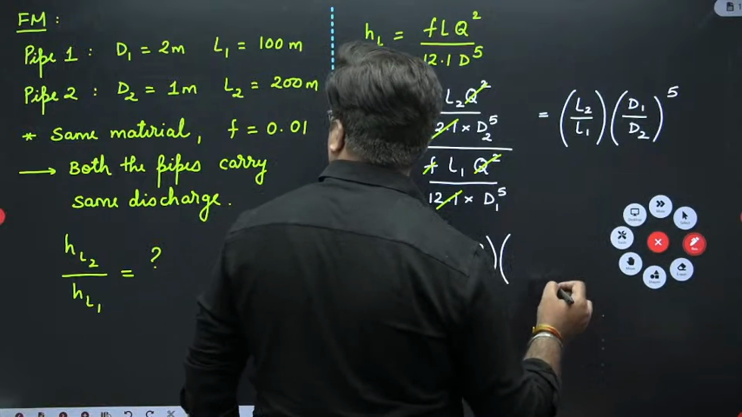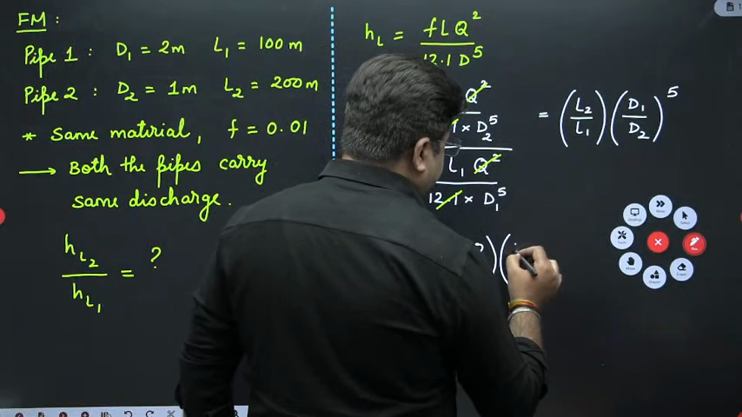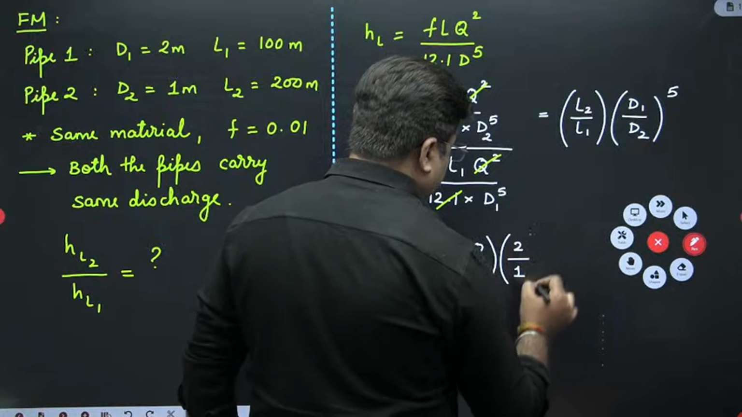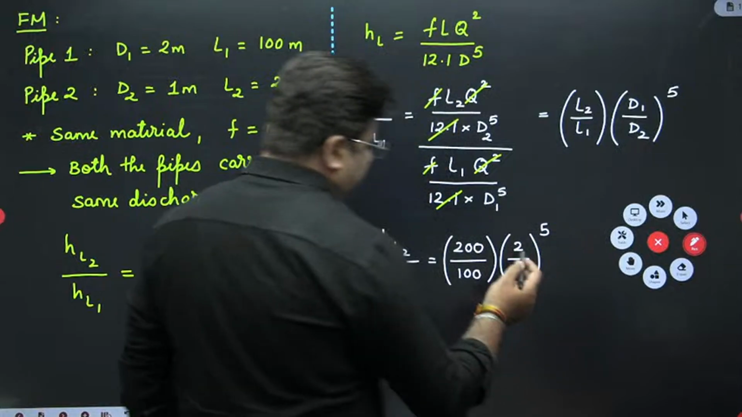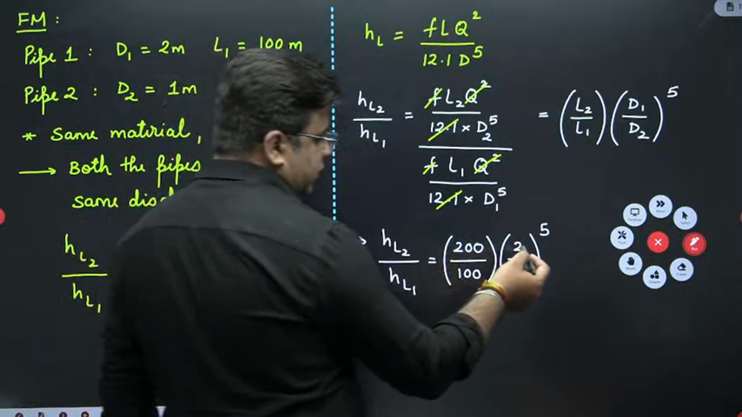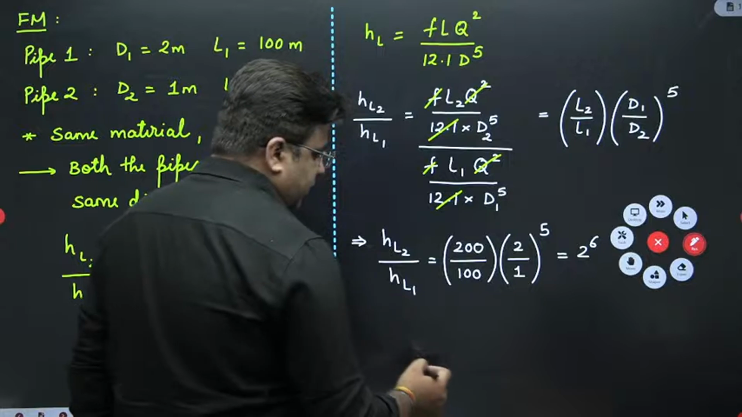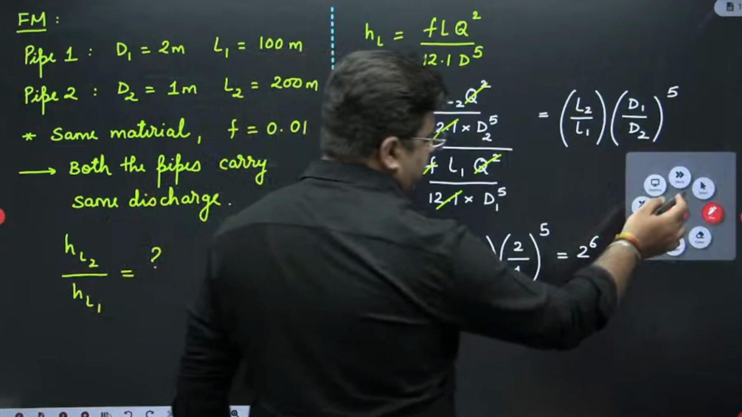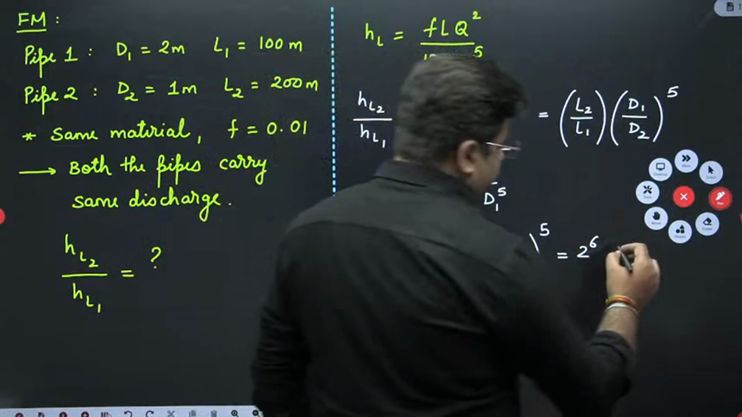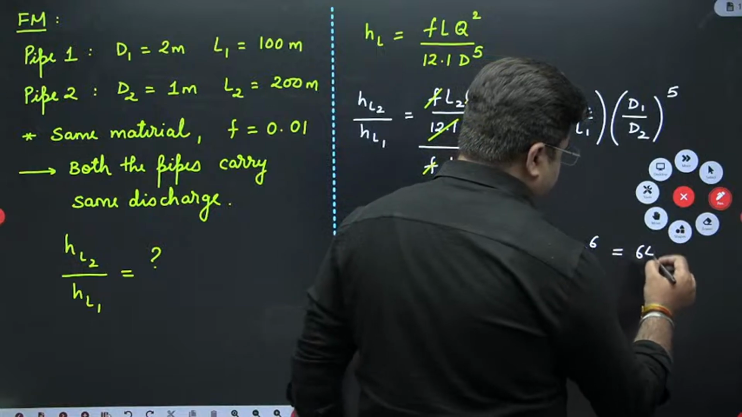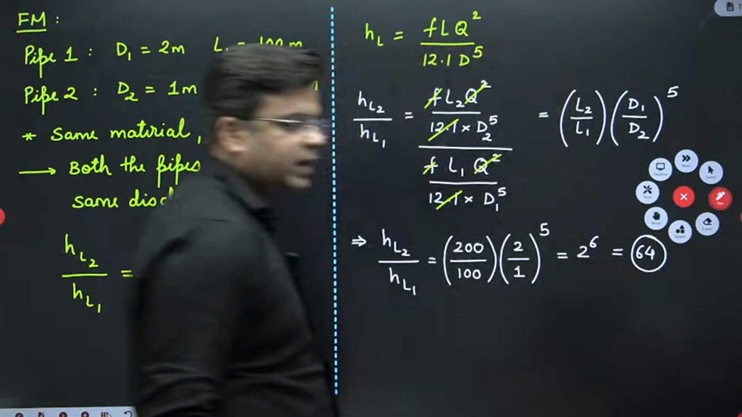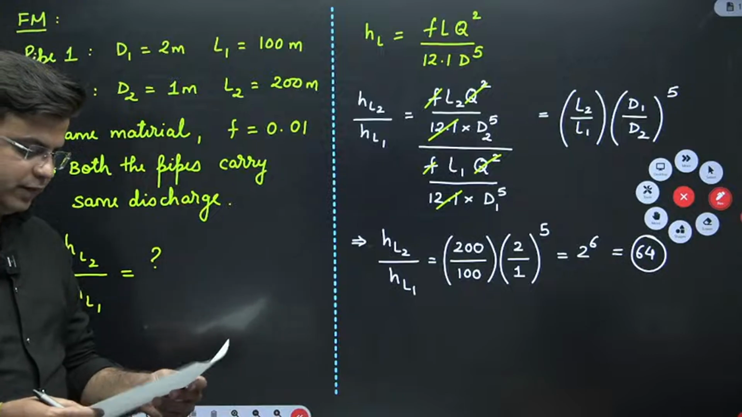D1 is 2 meters and D2 is 1 meter, whole raised to the power 5. Okay, so I think this will be 2 into 2 raised to the power 5. So 2 raised to the power 6, and 2 raised to the power 6 I think is 64. So 64 is the correct answer for this question. Okay, let's move ahead with this.